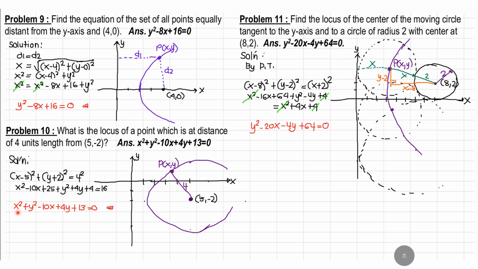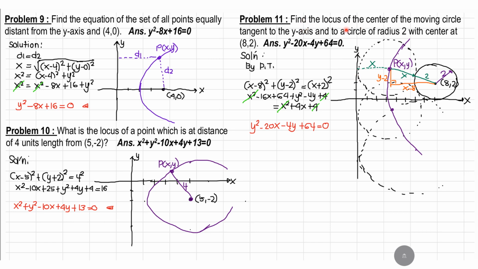Simplifying, we have x squared plus y squared, which is a circle, minus 10x, plus 4y, 25 plus 4 is 29, minus 16 is 13. So x squared plus y squared minus 10x plus 4y plus 13 equals 0.